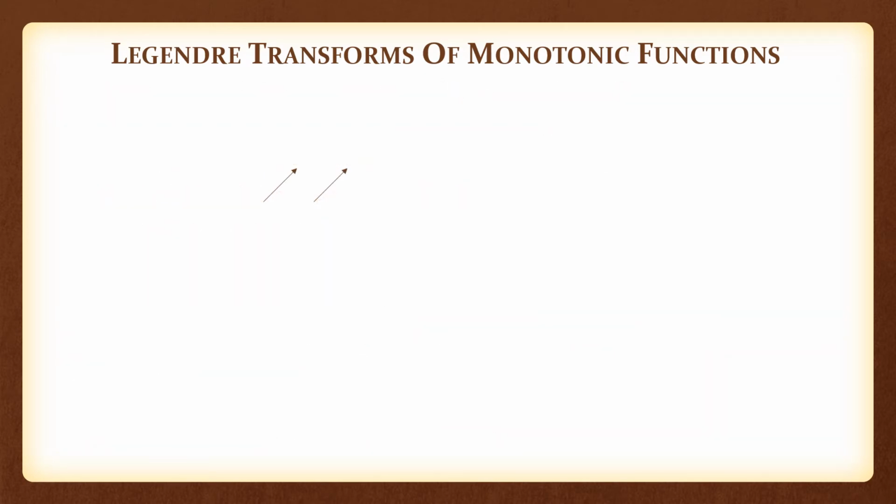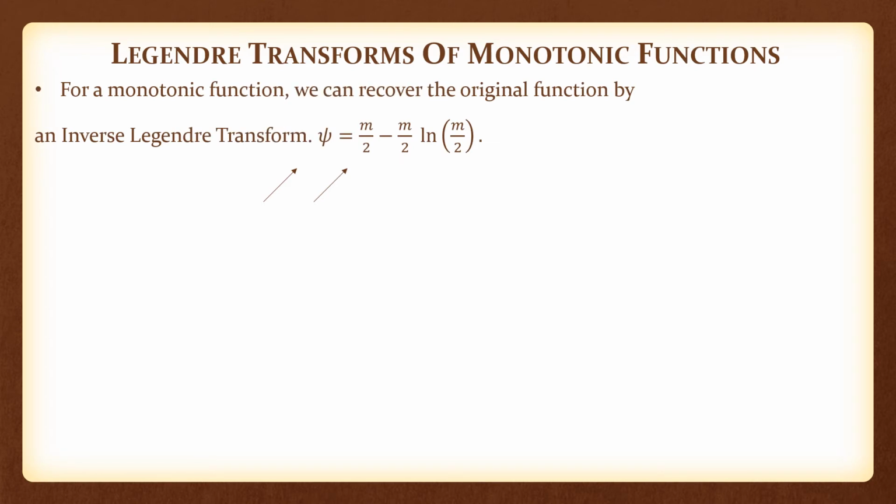Now, when we construct Legendre transforms of monotonic functions, we can recover the original function by performing an inverse Legendre transform. You start with this transformed system, psi equal to psi of m. Now you have to get y equal to y of x. So what is the corresponding y equal to y of x for this? Y is e power 2x, right? So that's what you have to get. Keep that in mind. Sorry, I did not do the animation properly.